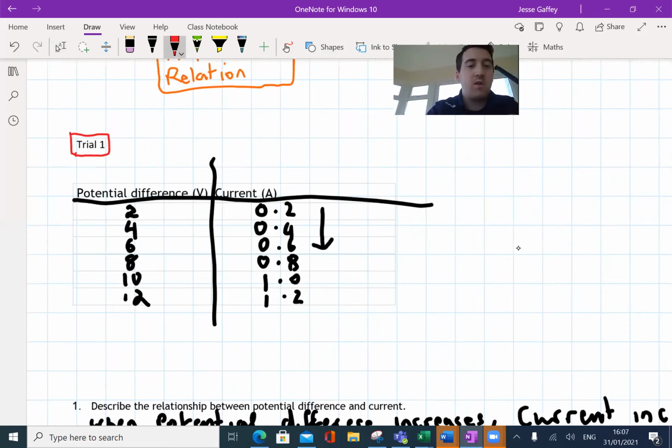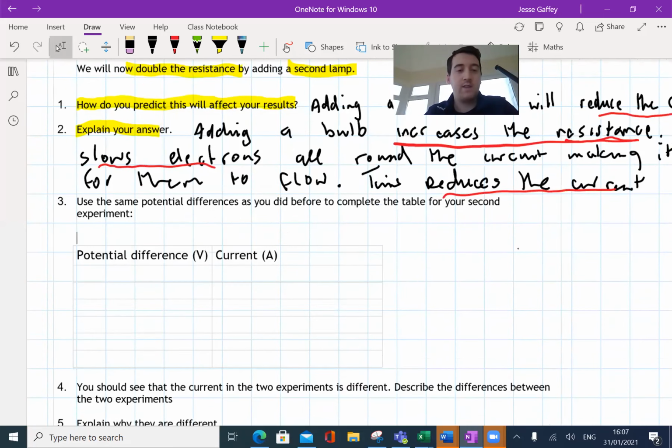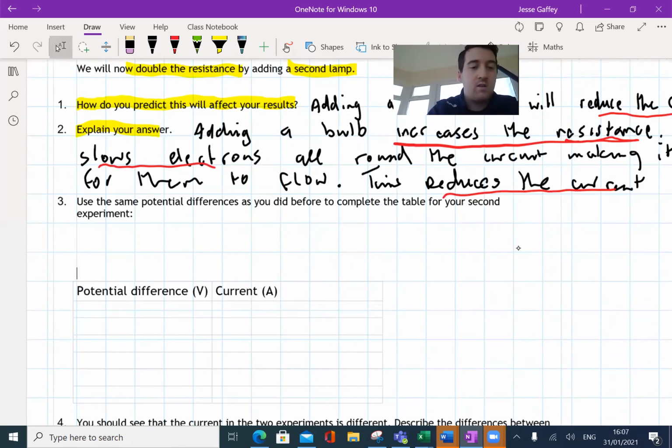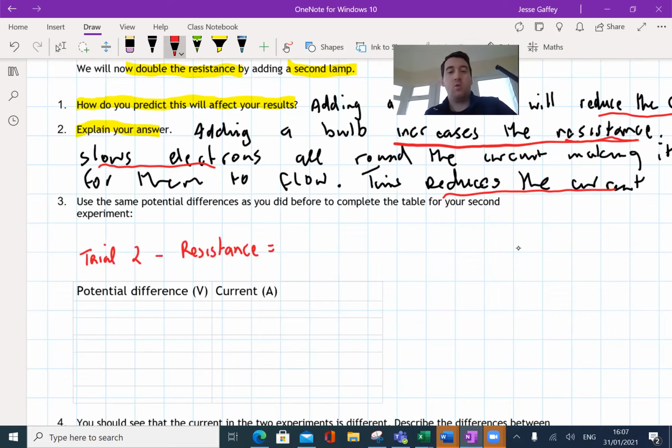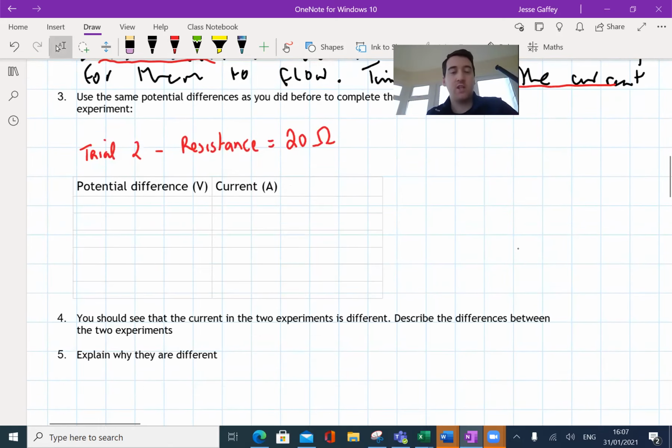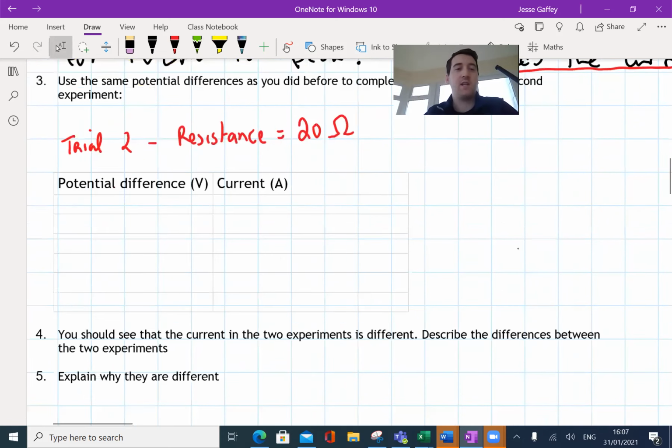It's probably a good idea to say what the resistance was here. This is for a resistance equal to 10 ohms, so it was a fixed resistance of 10 ohms. In the same fashion, this is trial 2. And what would we say here? Resistance equal to, what was the resistance here? I'm hoping you said it was 20 ohms, so it was twice the resistance of the first experiment. That's the only thing we've changed here. We've changed the resistance and we're going to see if it has an effect on the results.